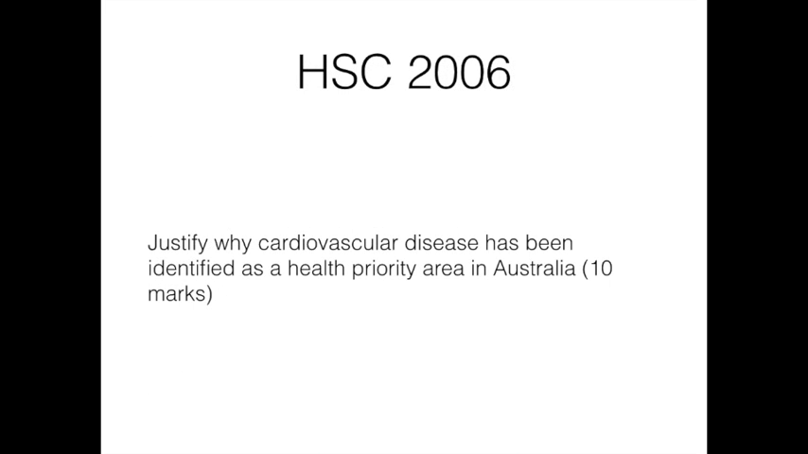Now it's over to you. Your job is to answer the question in approximately 800 words to justify why cardiovascular disease has been identified as a health priority area in Australia.